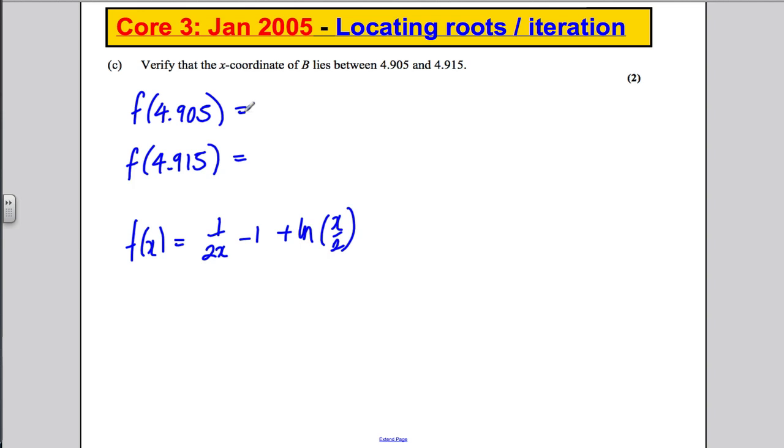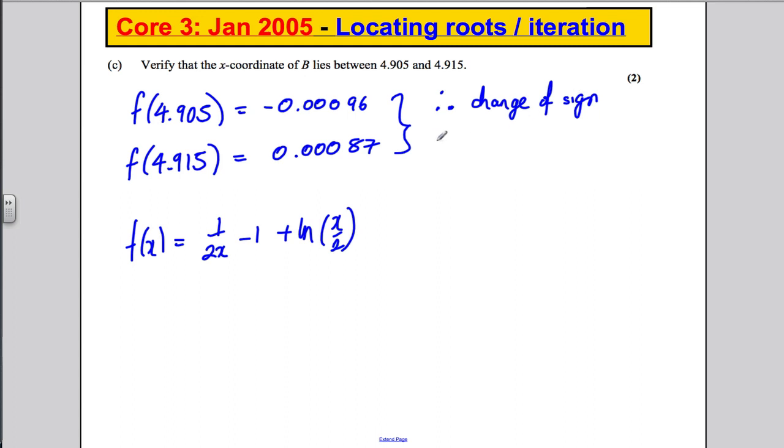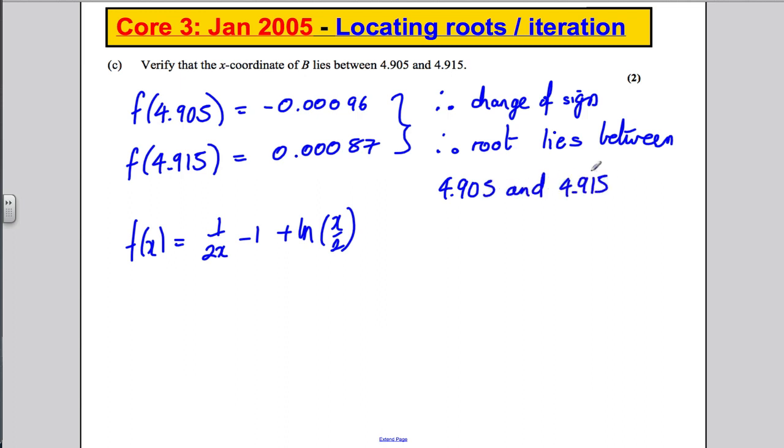And you want to work it out for 4.905. You get yourself negative 0.00096, and you work it out for 4.915, and you get 0.00087. And there you can say the usual, therefore change of sign, therefore root lies between 4.905 and 4.915. And you're done.